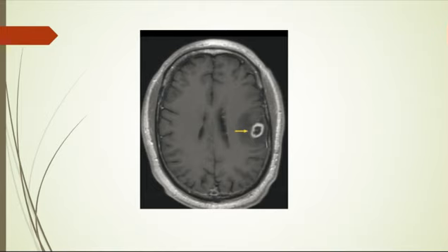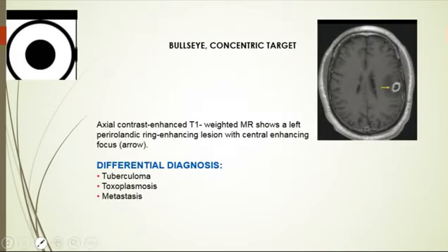Metastasis is one of the possibilities. What else? Toxoplasmosis and tuberculoma. Okay. There is ring enhancement with central enhancement. The trick is the central enhancing focus, the central enhancing dot, you know, the bull's eye. So it's a ring enhancement with a central dot.